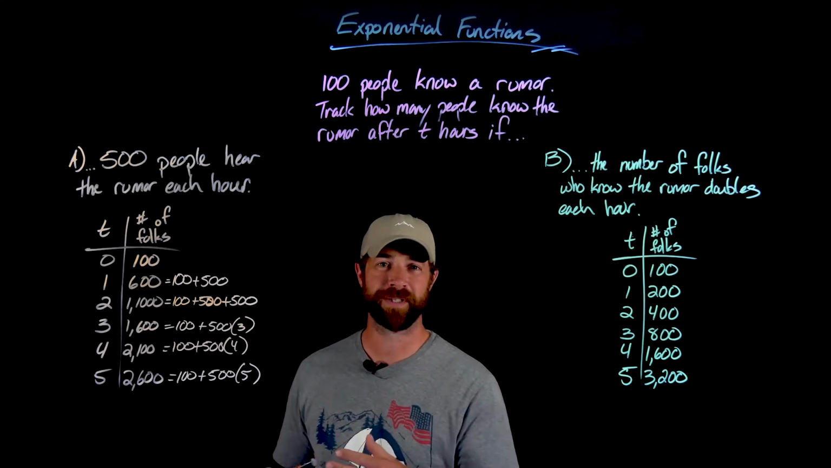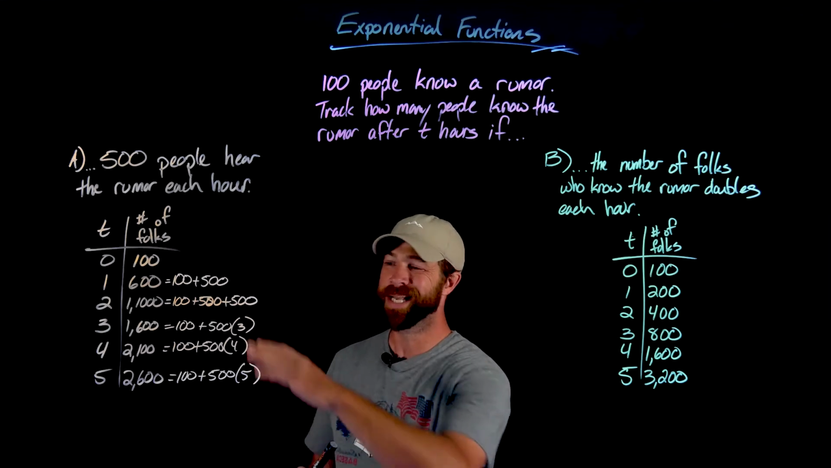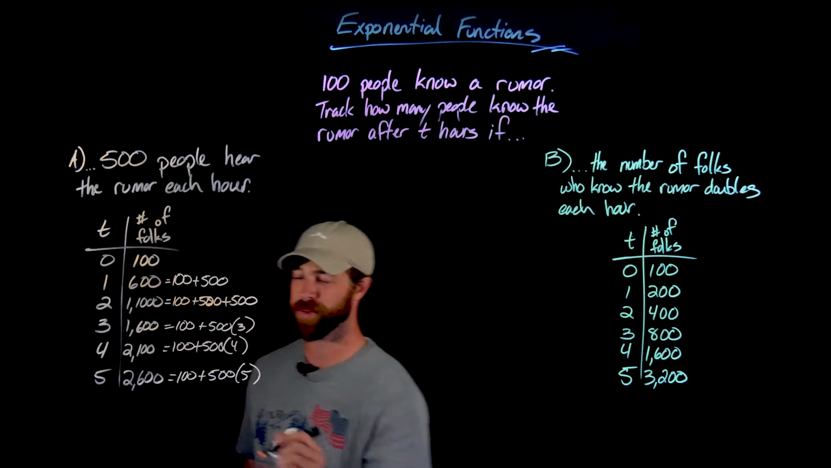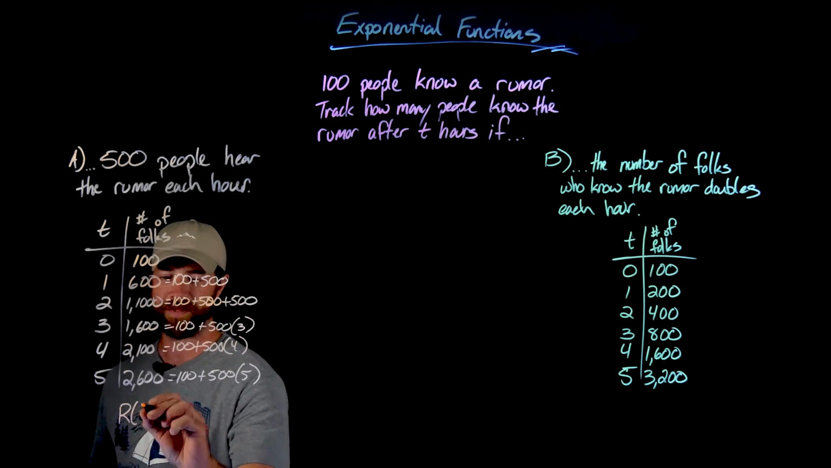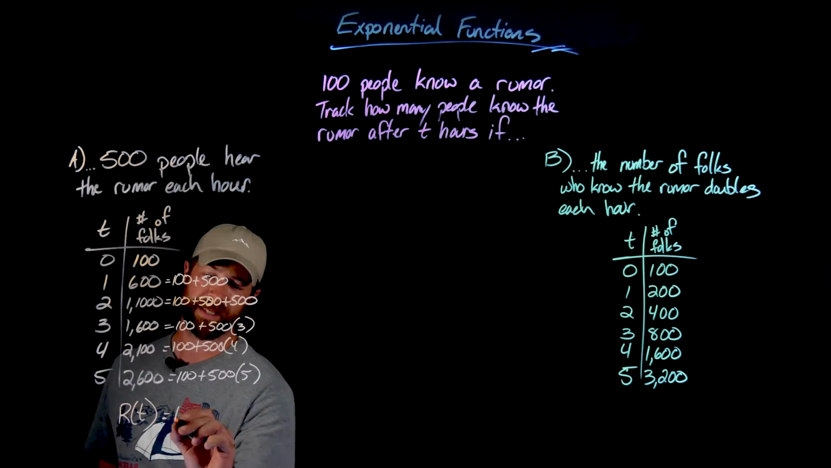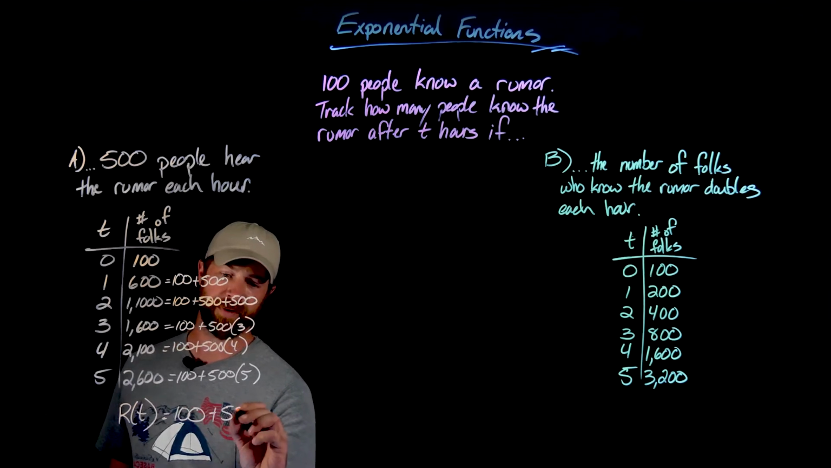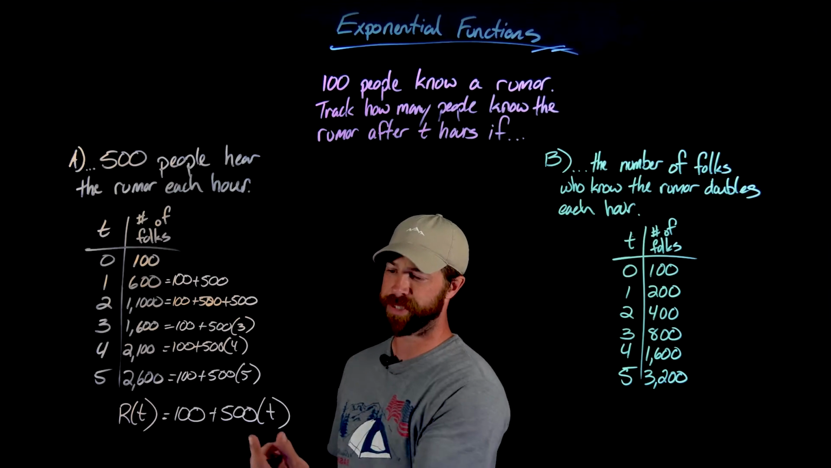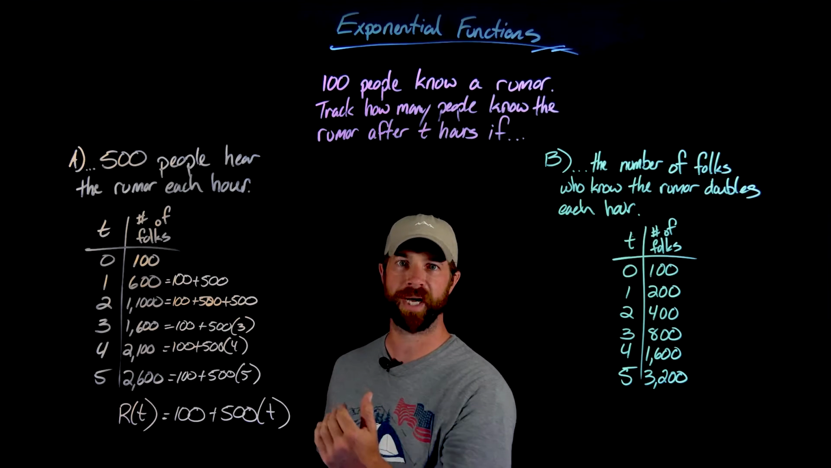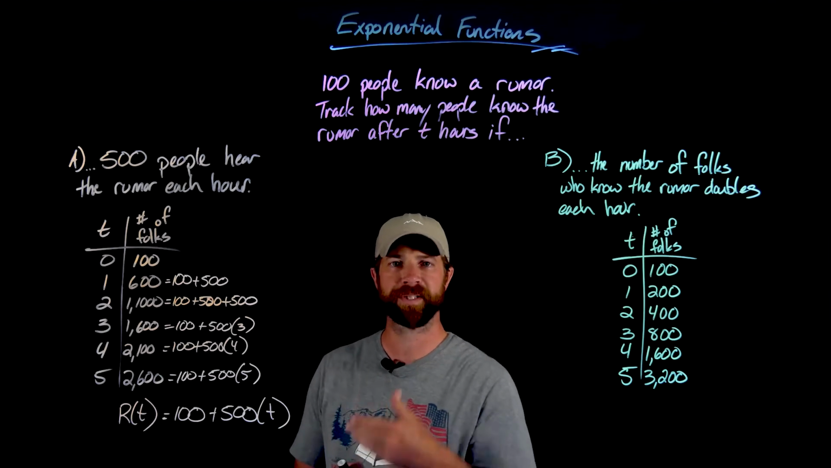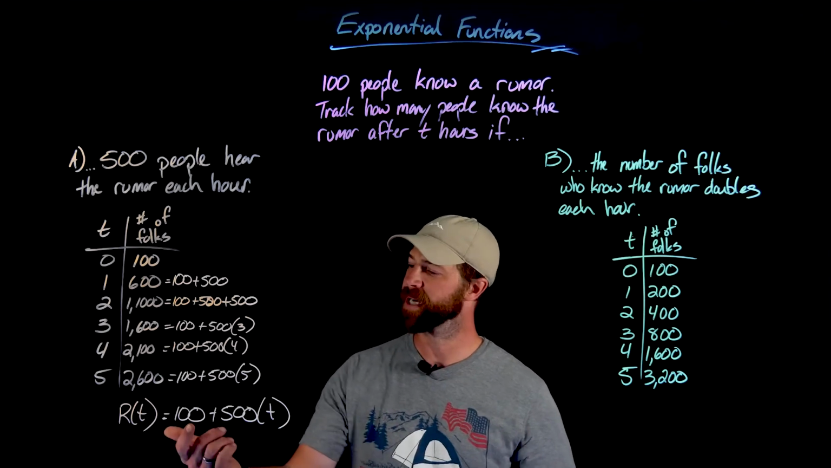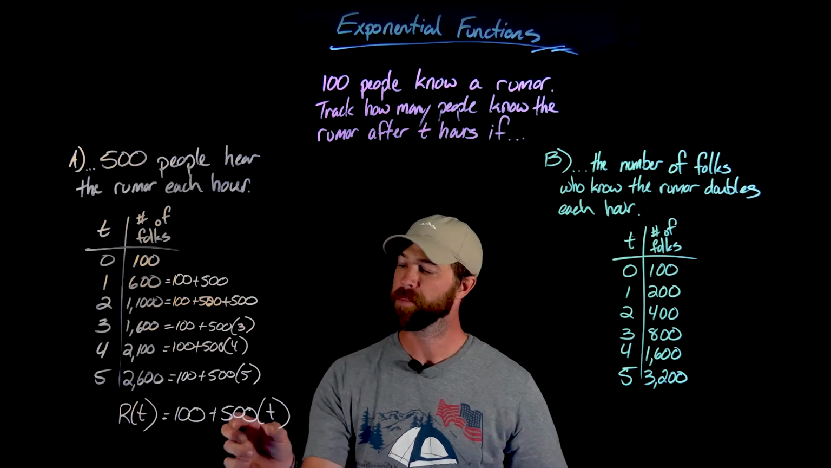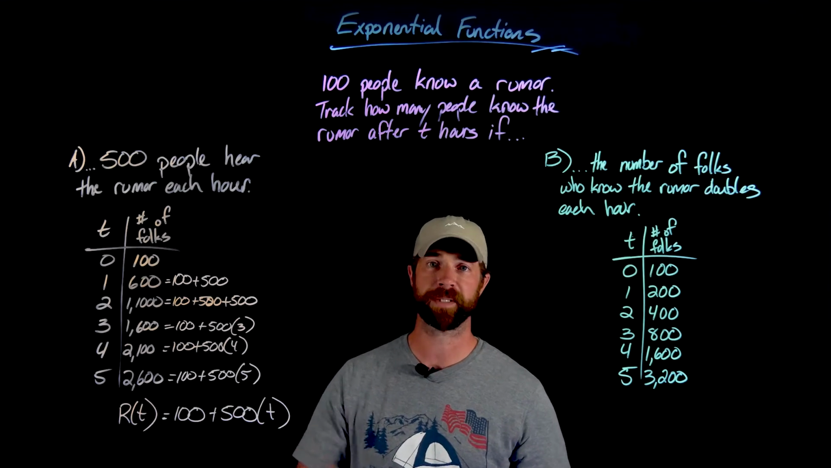And then to move the conversation to what happens in hour t, again, this is really clear. We feel pretty comfortable with linear growth. We have this additive growth. We could describe this, we'll call it r of t, for the rumor function. This is 100 plus 500 times t. And again, the multiplication is used here not because multiplication is a step each time, but because multiplication describes this repeated addition where we have an initial amount of 100, and this is how much we've added each time, multiple times, well, t times specifically.